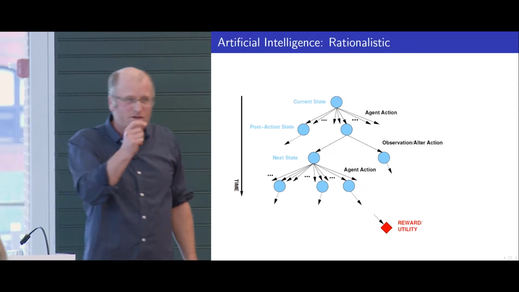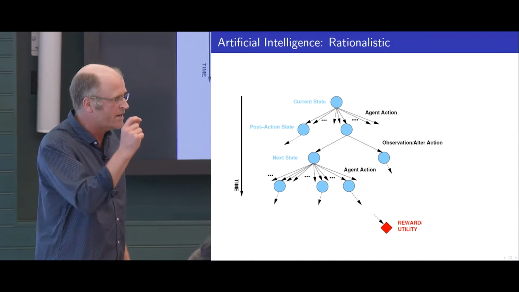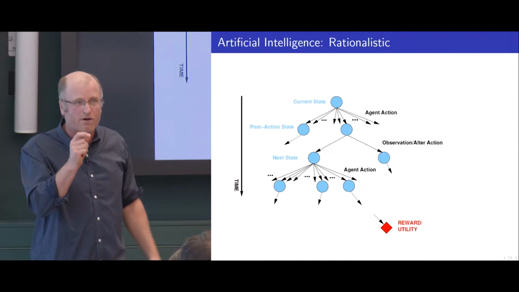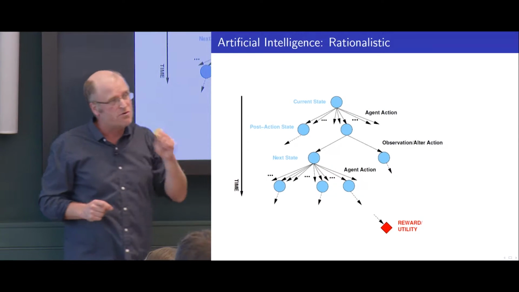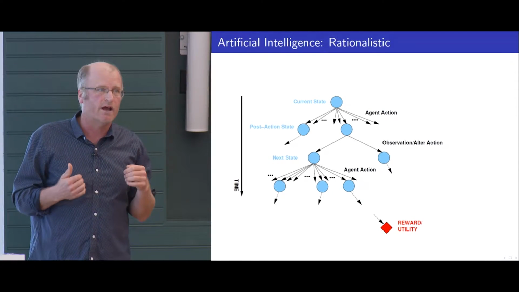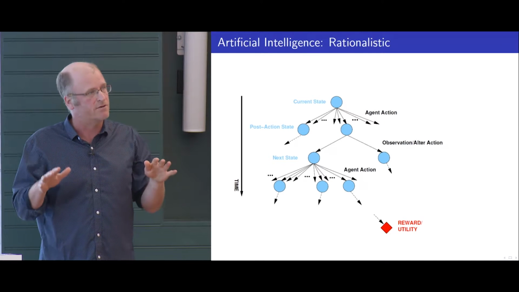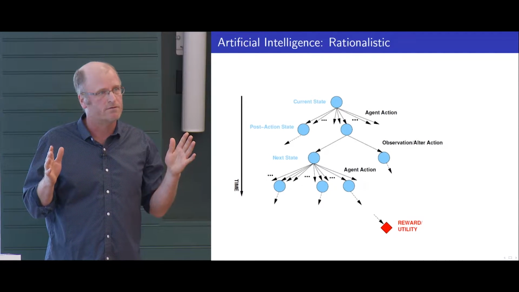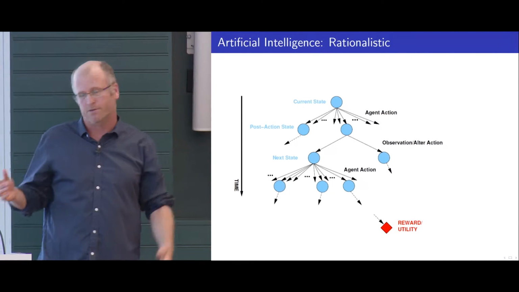So this is really where the rubber hits the road in artificial intelligence. This is where the big problem is. You have to think about every single possible alternative for your actions. And that basically kills you. You can't pull it off. You can't draw this tree out. It'll be too big.